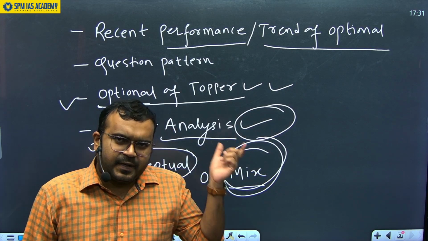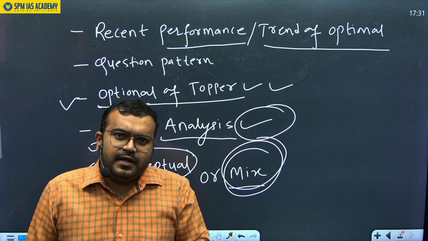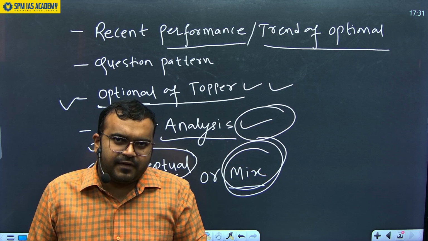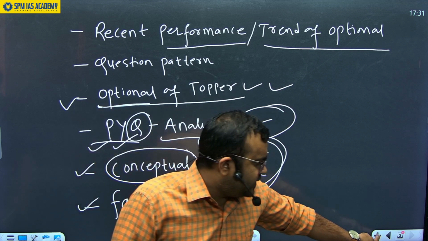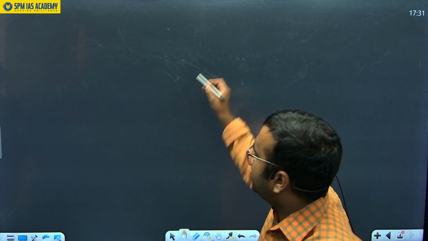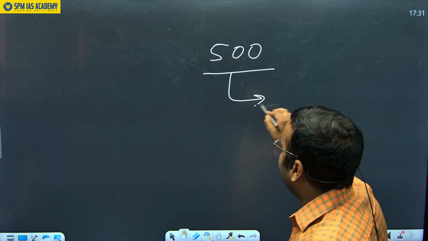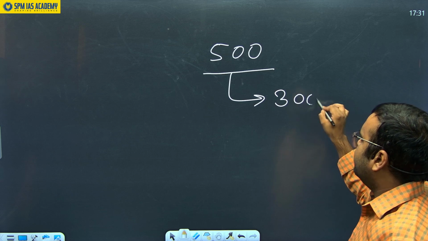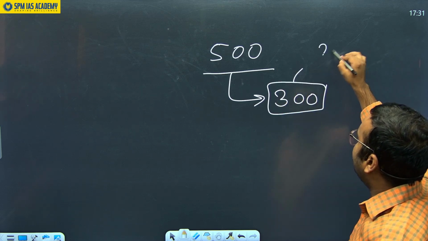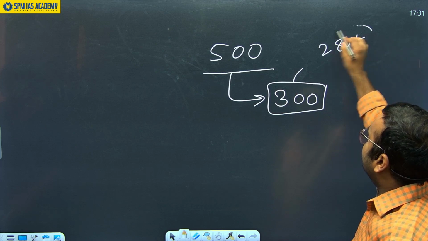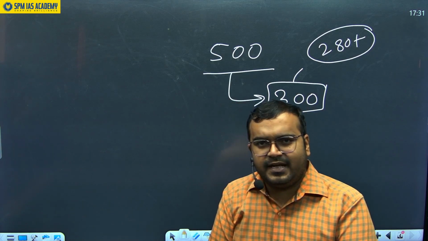With respect to specific optionals, you have to consider all these parameters one by one and then make a very informed decision, because despite the fact that optional is just 500 marks, if you are able to manage somewhere around 300, or even 280 plus, then you are very much in the race of getting your desired service.